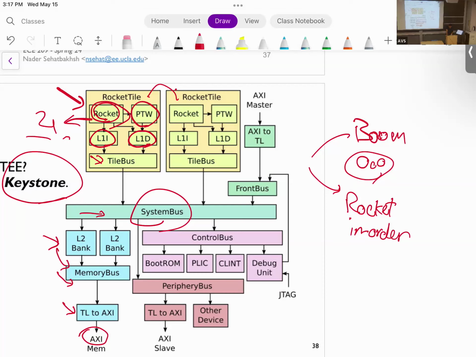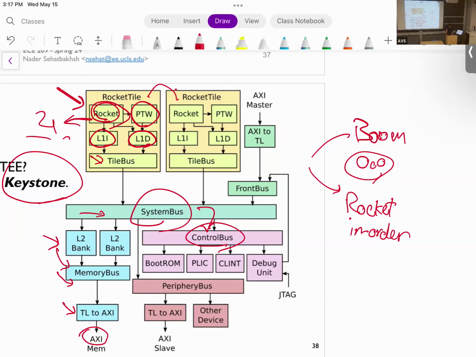So your system bus is usually then connected to what we call a control bus. And in this control bus, we have tons of different things. We have the ROM, we have the interrupts, we have the power, we have the JTAG, a debug unit, and all those other things, okay? So these are all part of what we call the control bus.